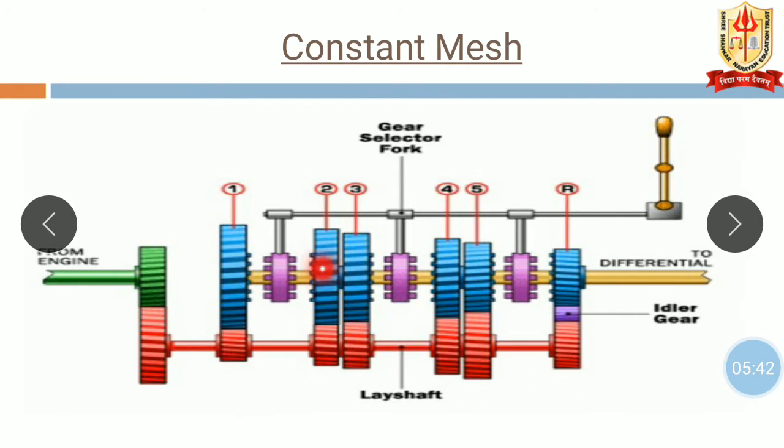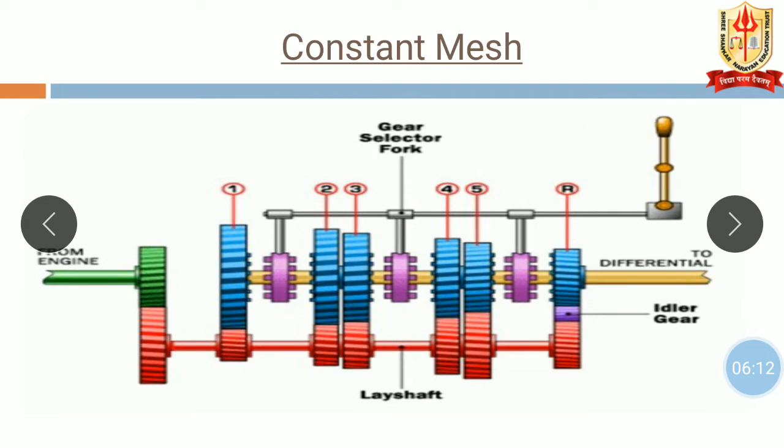This is the first gear, second gear, third gear, fourth gear, fifth gear, and this is the reverse gear. For the reverse gear, we have idler gears. These are the gear selecting forks, and this is the dog clutch. This is the handle through which we shift the gear. This can also be called the gear shifter.